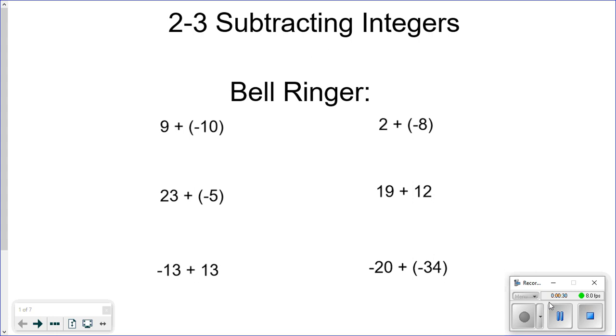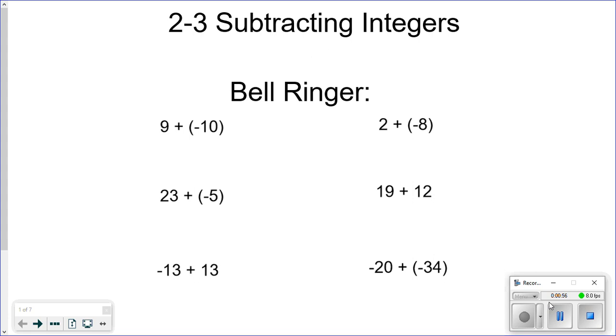9 plus negative 10. If you think about it, you have 9 dogs and 10 cats. You can make 9 zero pairs. That's going to leave you with 1 cat, so -1. I'm going to go down here, 23 plus -5. 5 cats, 23 dogs. I can make 5 zero pairs. I'm going to subtract 5 out. That's going to leave me with 18. Then I get -13 plus 13, 0. They all cancel. 2 plus -8, that gives me a -6.